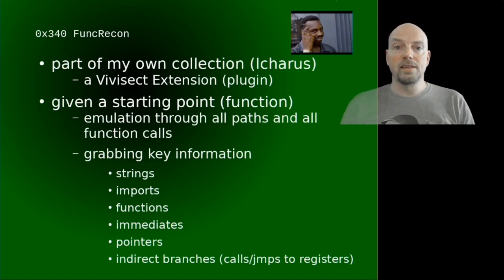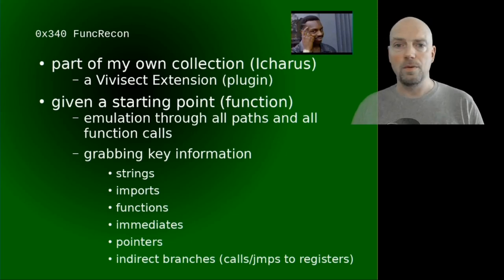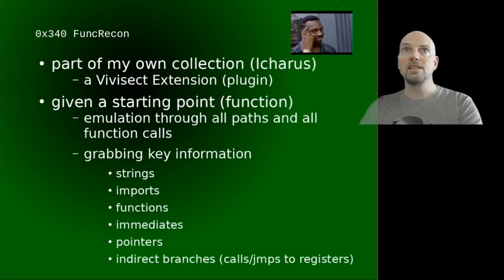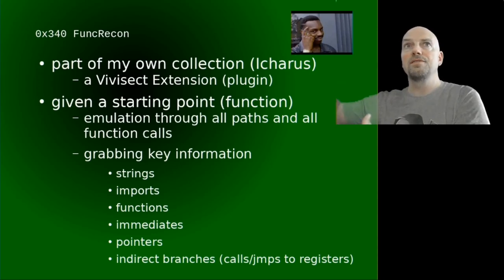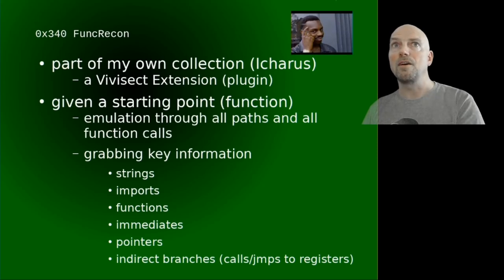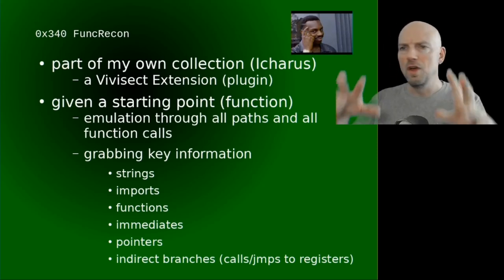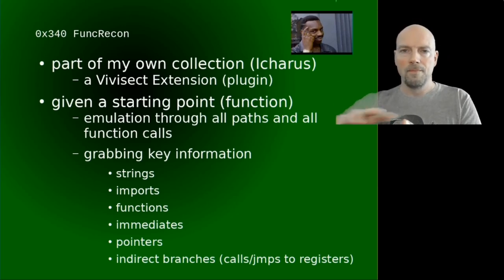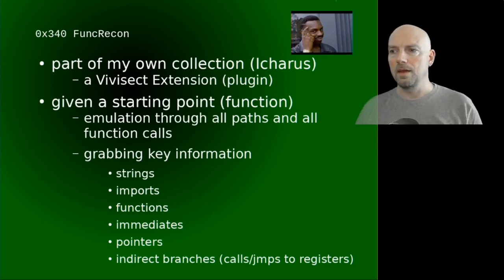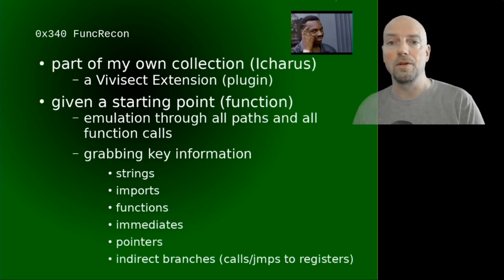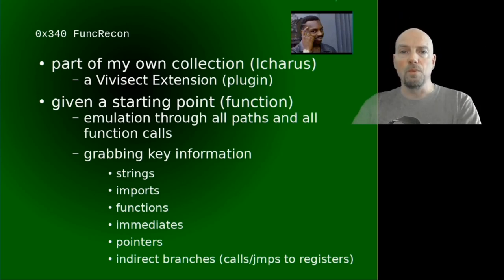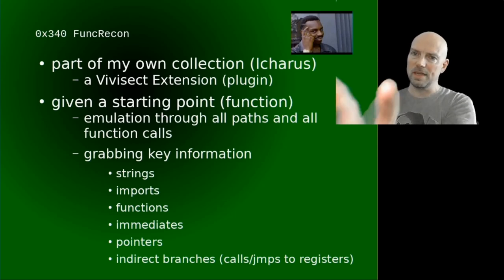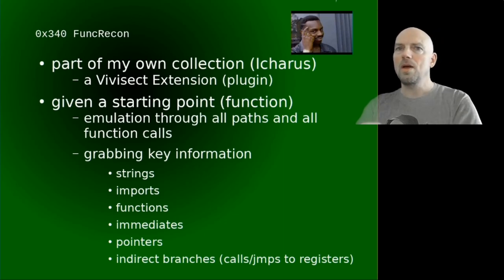Okay, the next one we're gonna look at is the Funk Recon Vivisect extension that I wrote. It's my way of easily determining what kinds of things are going on in a given function branch. Oftentimes you'll start off in a main function or a main loop, but you've got huge amounts of potential functionality, and you can get down a rabbit hole really fast and lose complete sight of where you're going and where you've been and what's next. So I wrote function recon so that I can just do a recon of that function, recon of that function, recon of that function, and try to get a really fast feeling for what's going on there.